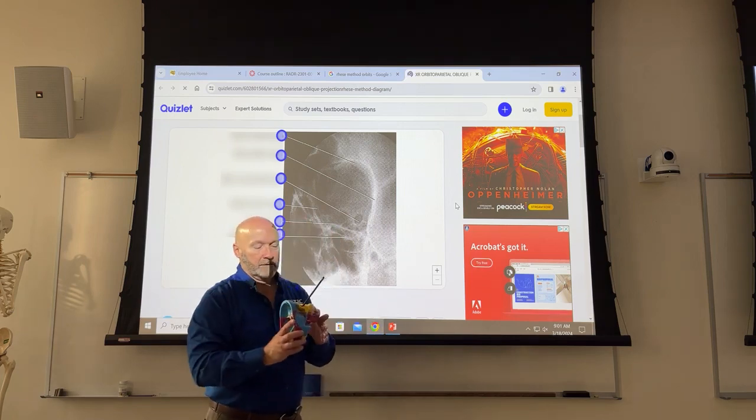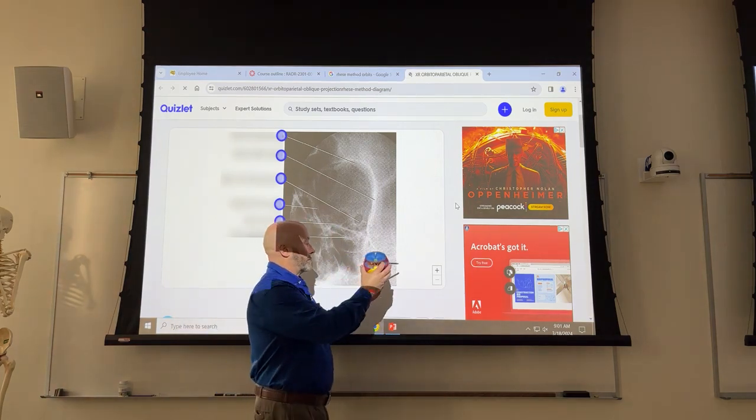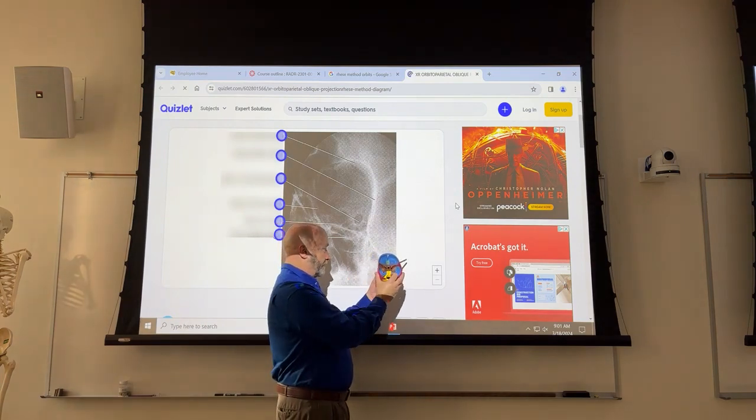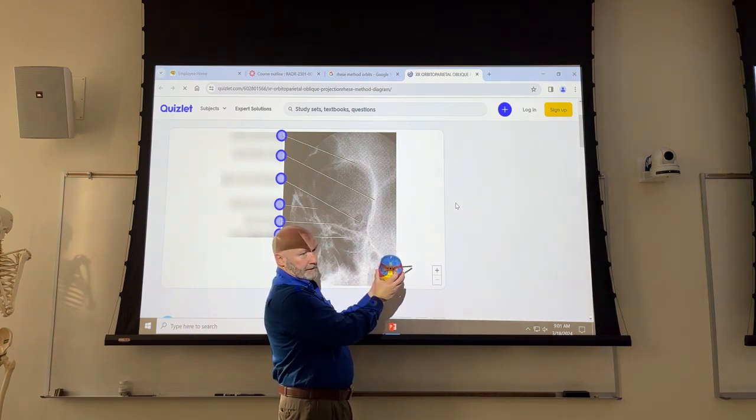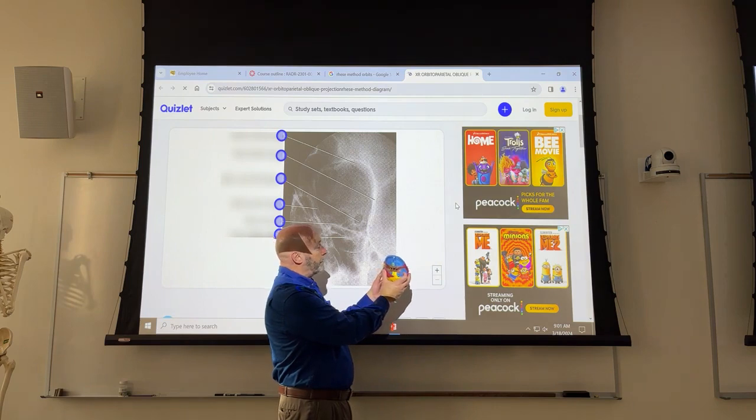All right. So what we're going to do with the Rhese method is we're going to extend the patient's chin. I said a 37, but it's a 55 Waters. Extend the patient's chin until the acanthomeatal line is perpendicular to the image receptor. And then you're going to oblique the patient's head 53 degrees.